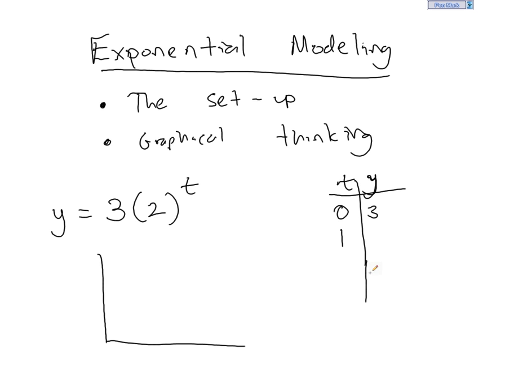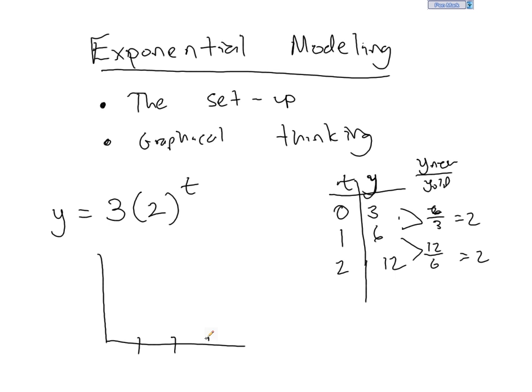And we could continue to do this, and we'd notice that the values just double what they were previously. So the y new divided by the y old is equal to 6 over 3, which is equal to 2. 12 over 6 is equal to 2. So there's our growth factor popping out at us. But in terms of rate of change, we notice that the rate of change is not constant.